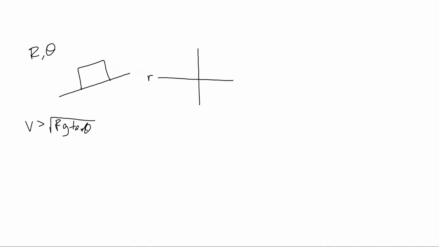Same RZ axis. MG still points down. Normal force still points up and to the left. It's still perpendicular, but now we have a static friction force that points down the incline. These two angles are both theta.